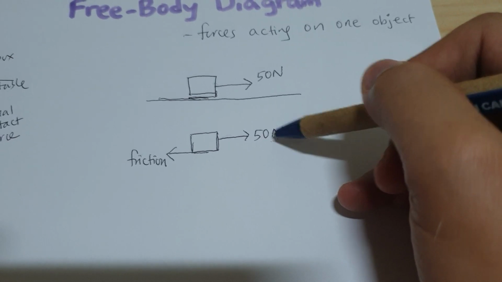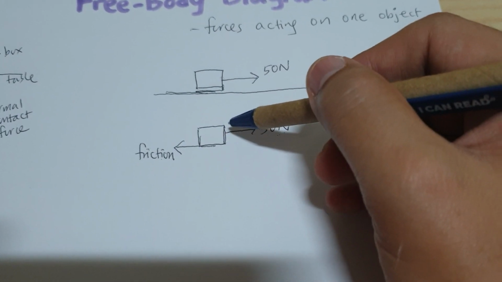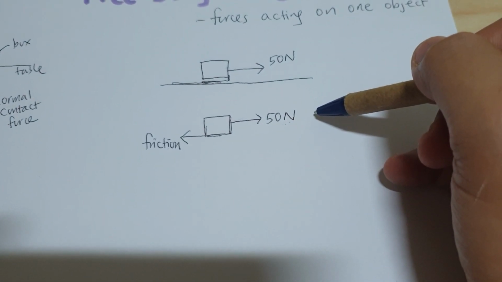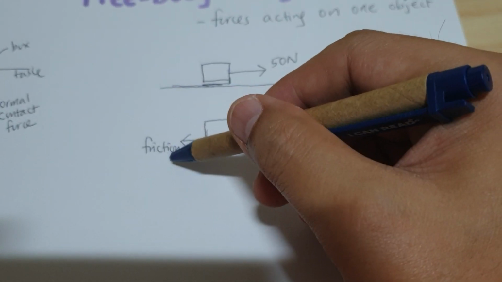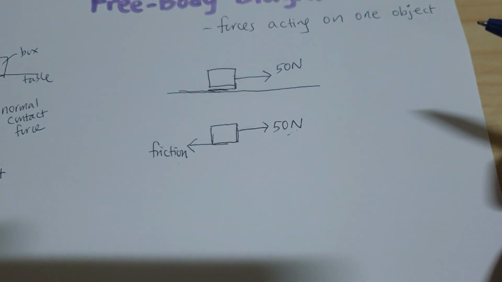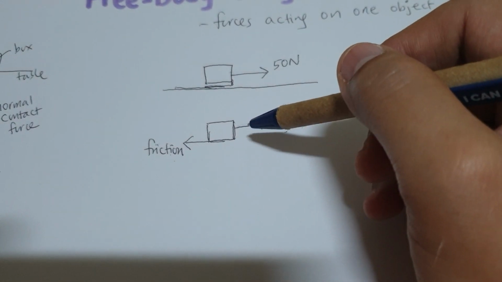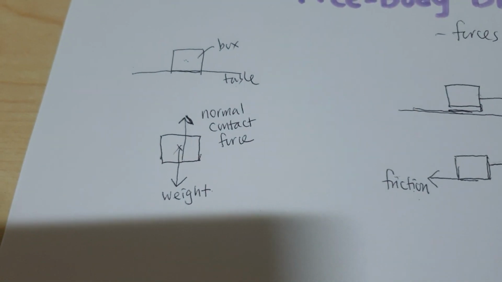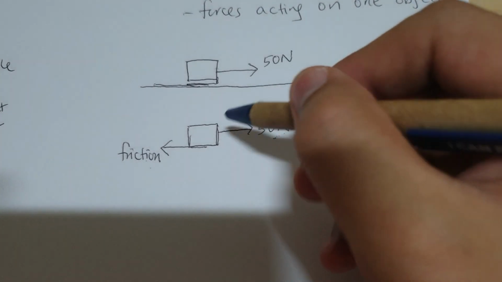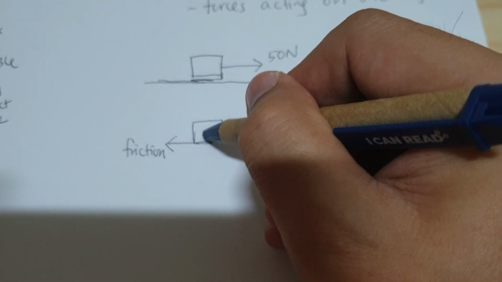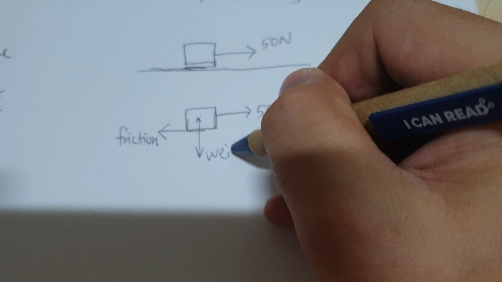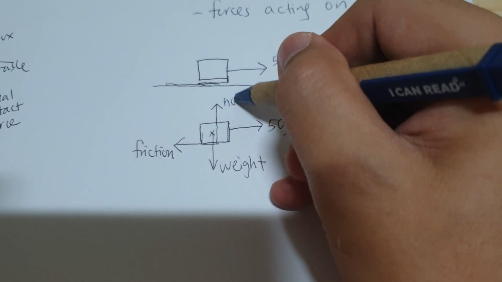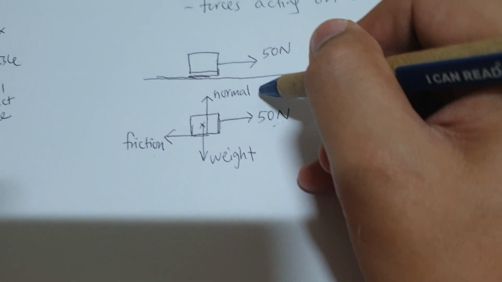If the 50 Newton is equal to the friction, it will either be stationary or moving to the right with constant speed in a straight line. If the 50 Newton is more than the friction, you will accelerate to the right. Now, in this case, there are two more forces acting on the box, compared to just now, right? The weight is still existing, although it's moving to the right. So there should be a weight and an upward normal contact force by the table on the box.